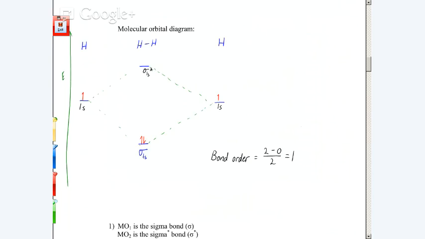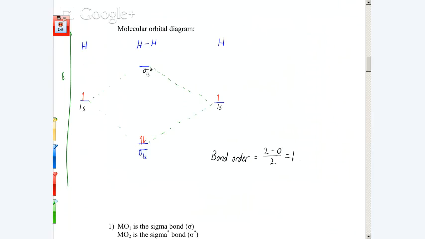What about if it gains an electron? What's the bond order if this molecule gains an electron? Still 1/2, because that third electron goes into the antibonding orbital, since only 2 electrons fit per orbital. So now your calculation becomes 2 minus 1 over 2, which is still 1/2. So you say the same thing. If hydrogen were to gain an electron, that would destabilize that bond and maybe break it apart.